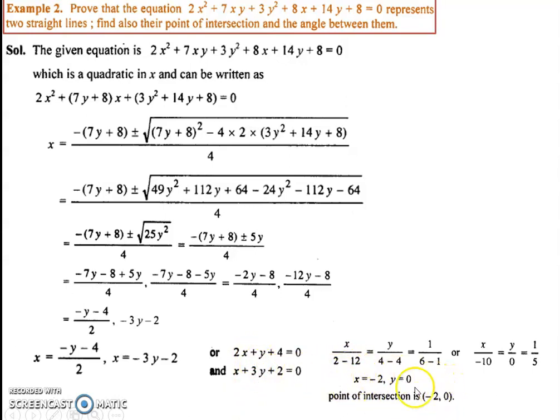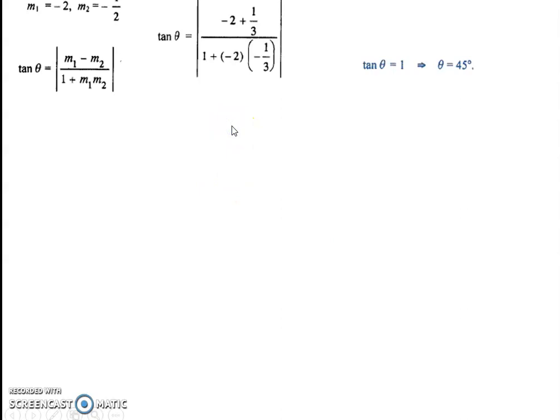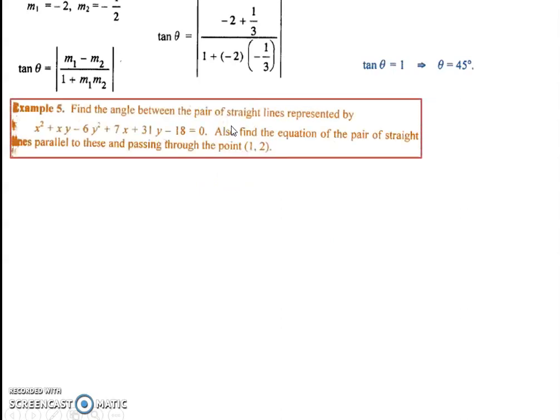And once we have the point of intersection, the second part is the angle between them. And what is m here? m is equal to −coefficient of x over coefficient of y, and similarly m dash. So m1 is equal to −2 and m2 is equal to −1/2, and tan theta is equal to (m1 − m2) over (1 + m1 m2). On substituting these values I got tan theta equal to 1, so theta is equal to 45 degrees.